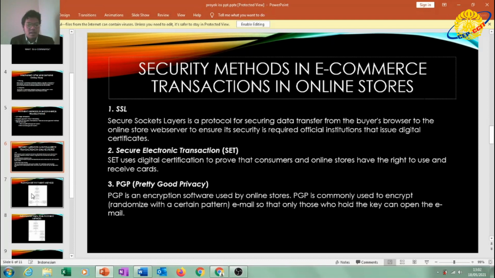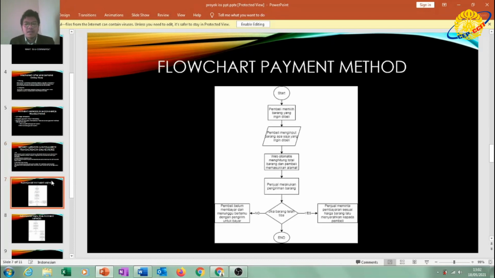And next, I will explain about the flowchart of the payment method. In this flowchart, we use the cash on delivery payment method, which is what the journal used. First, we start, and the buyer chooses the thing they want to buy, and the web automatically calculates the total price. The buyer needs to enter their address, and then the seller will do the delivery.